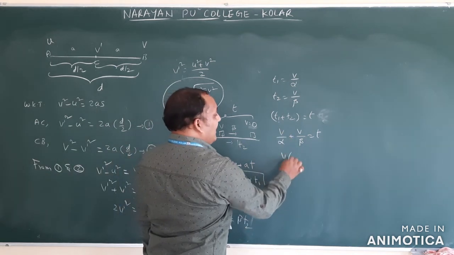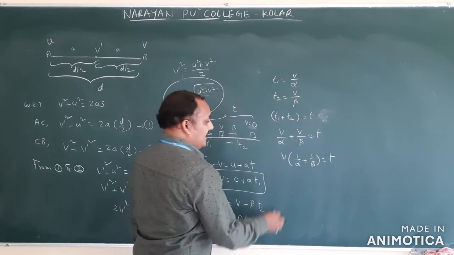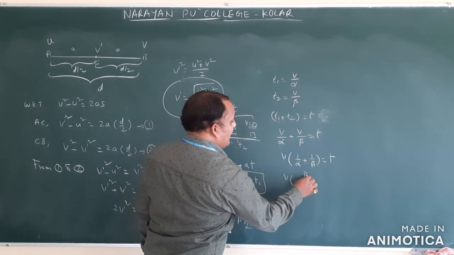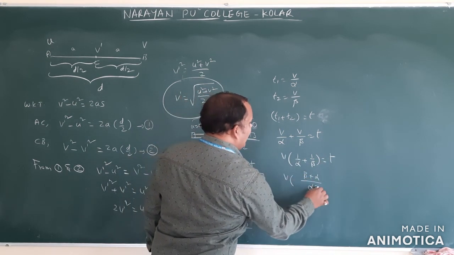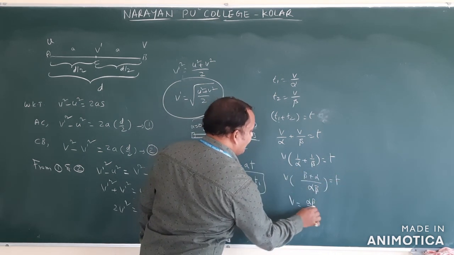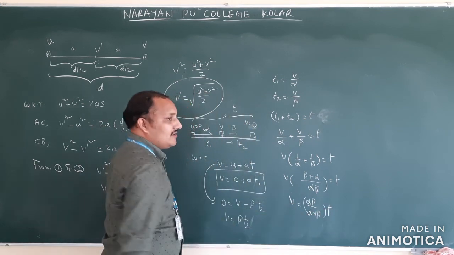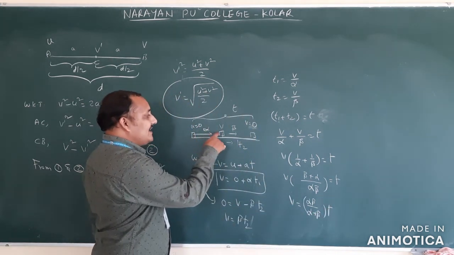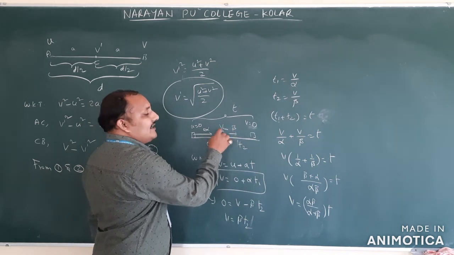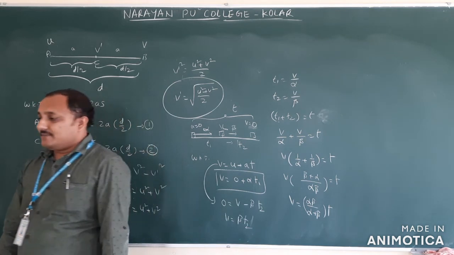So take common v, 1 by alpha plus 1 by beta. That is nothing but t. V into beta plus alpha by alpha beta, if you have taken alpha beta LCM. So v is equal to alpha beta by alpha plus beta into t. This velocity is only the maximum velocity, right? Because after reaching the maximum velocity, again it is going to become 0. This is called the equation for maximum velocity.